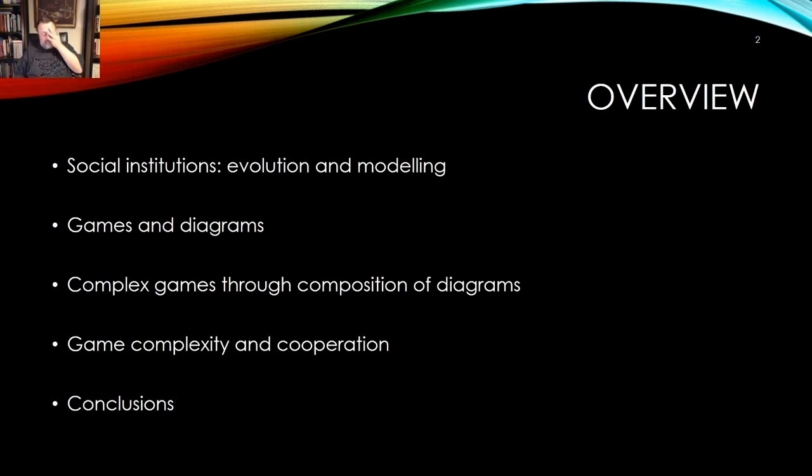The talk first covers briefly social institutions, their evolution and modeling. Then I will be talking about games and the use of diagrams to represent games. Then we'll be moving to composition of diagrams and the use of this composition to make complex games. Then we will look at a couple of examples of such composed games and the complexity of games in relation with the level of cooperation in these games. And finally the talk is closed with my conclusions.